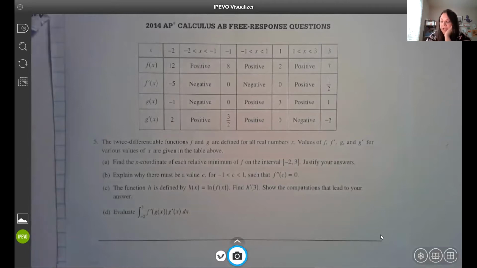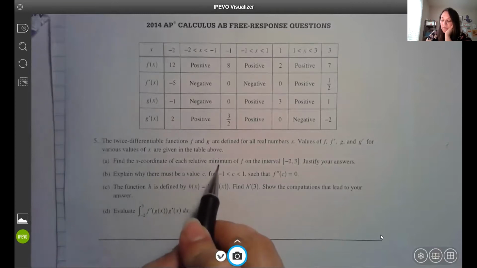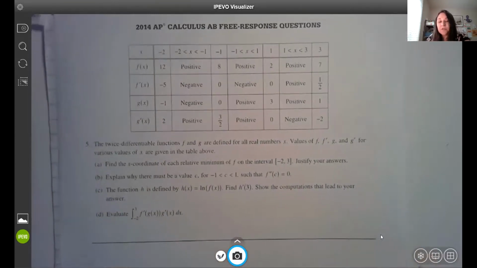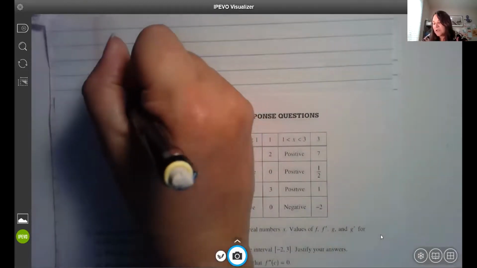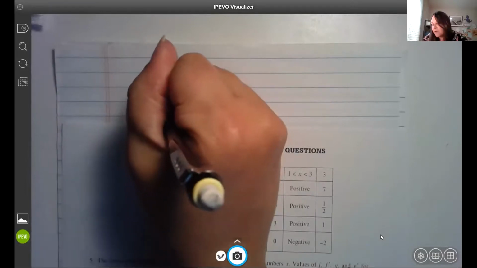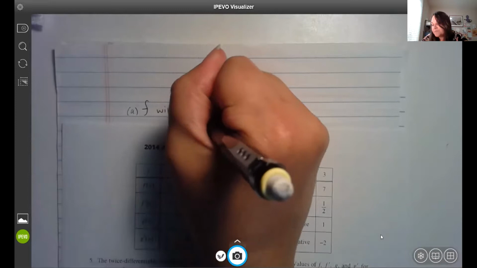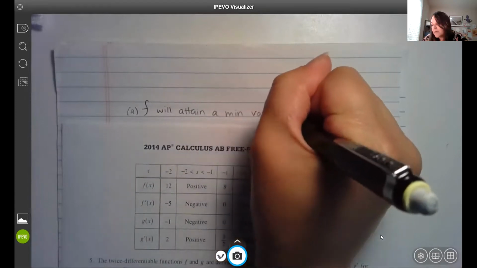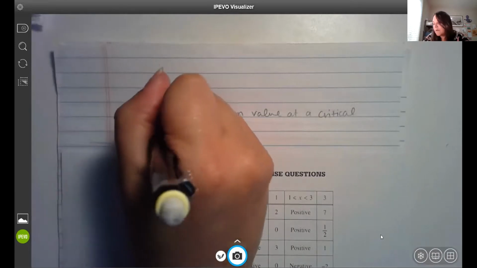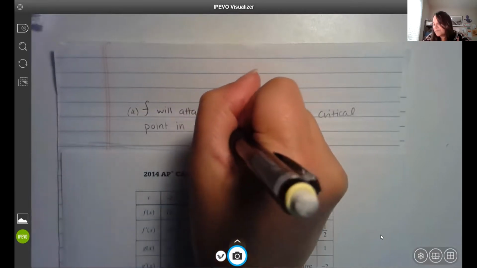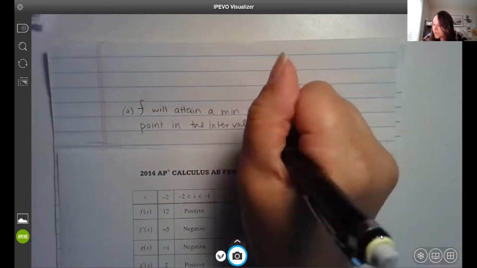So let's get started. Part A is asking you to find the x coordinate of each relative minimum on the closed interval. Now, the extreme value theorem applies to any function that's continuous on a closed interval, and it guarantees extreme values. In this question, they're asking you for a relative min, so not the absolute or the global min. The kind of justification that you want to set up is that f will attain a minimum value at a critical point in the interval, and the interval is going from -2 to 3.